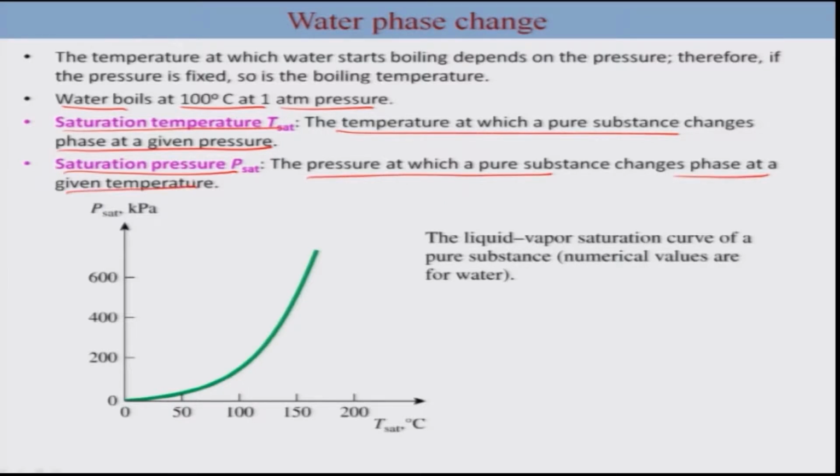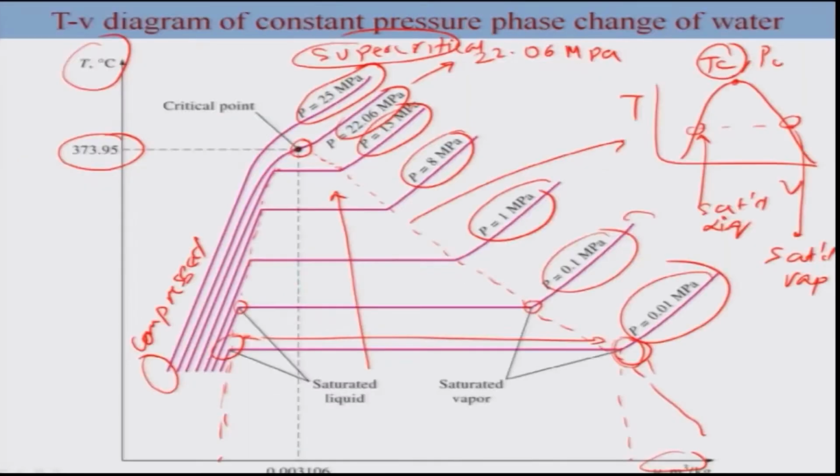So, can we find this T sat and P sat for the case of water? Let us go back. This line was for P equal to 0.01 megapascal, this was your T sat at P equal to 0.01 megapascal, and similarly this will be your T sat at P equal to 1 megapascal, and similarly T sat at P equal to 15 megapascal. So what we see is that as you increase the pressure of the system, the saturation temperature increases.